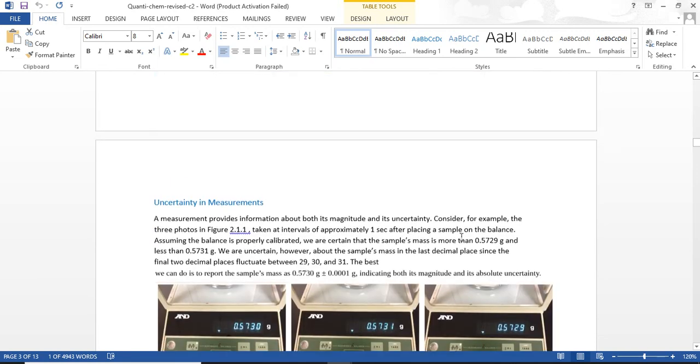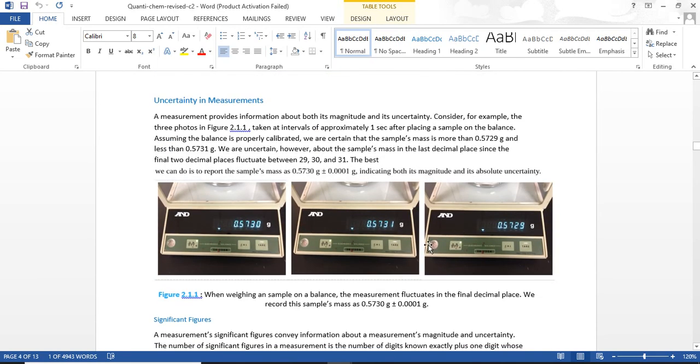Now, uncertainty in measurement. Measurement provides information about both its magnitude and its uncertainty. Consider, for example, the 3 photos below, taken with an interval of approximately 1 second after placing a sample on the balance.